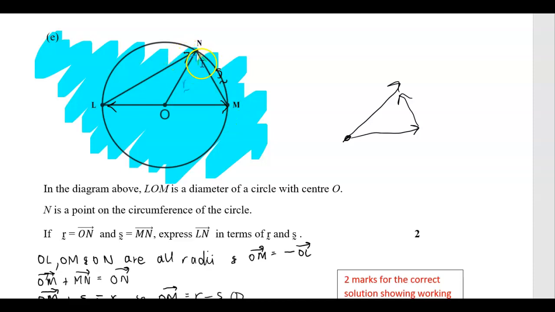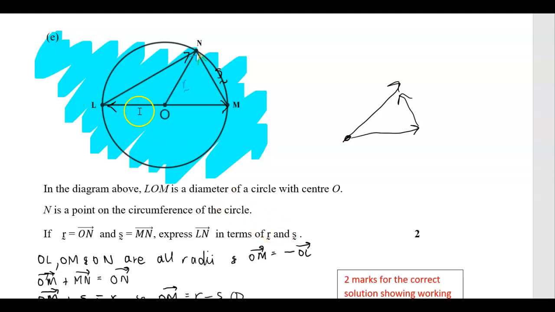You might have seen this proof where we had to show that this angle here was 90 degrees. We don't want to do that. It's a lot simpler than that. It's telling us that vector R is ON. Okay, so make sure your directions are right. So this is R, this is ON. S is the vector MN going that way. And we want to express LN, which is this one up here in that direction, in terms of R and S.